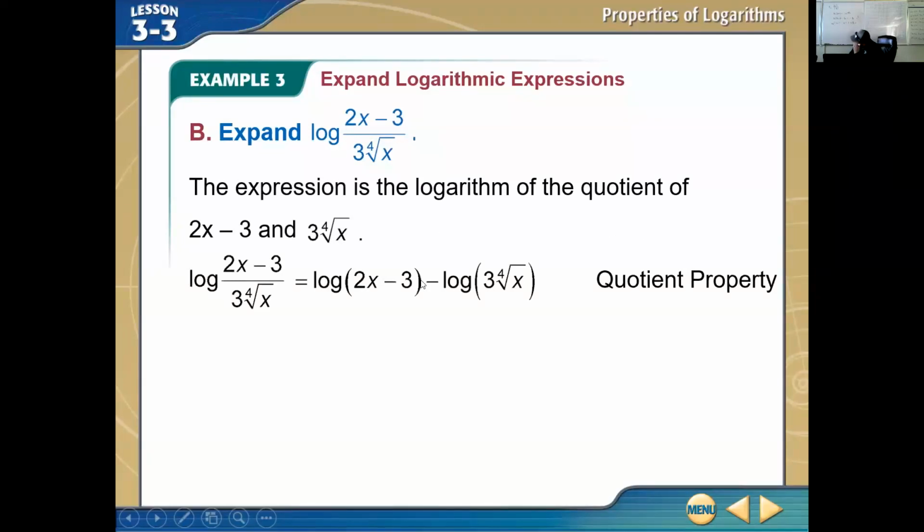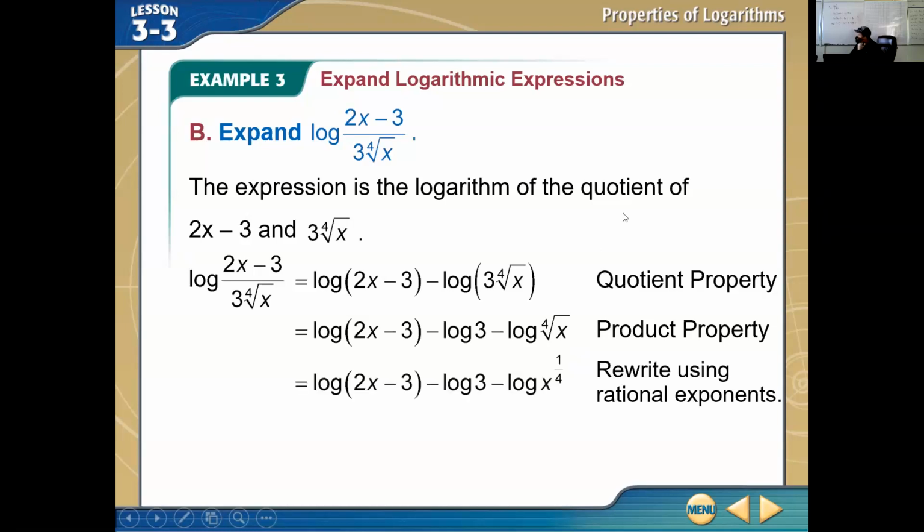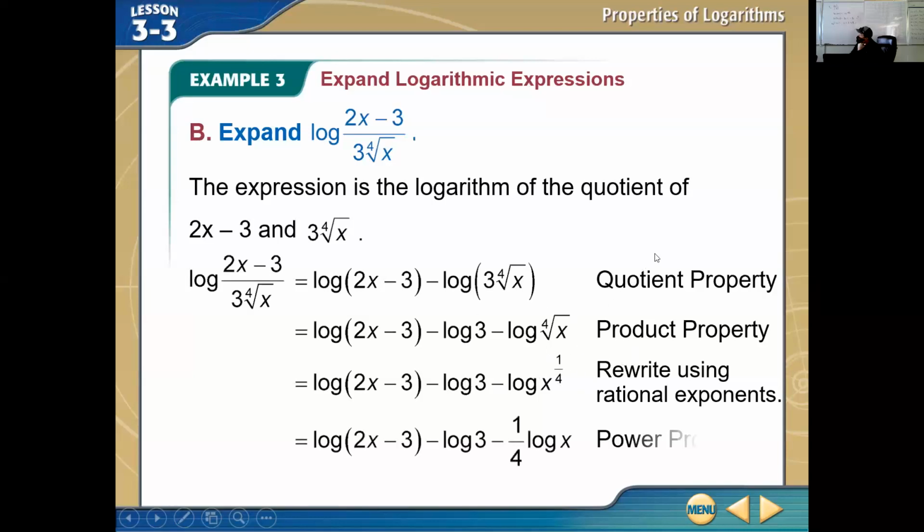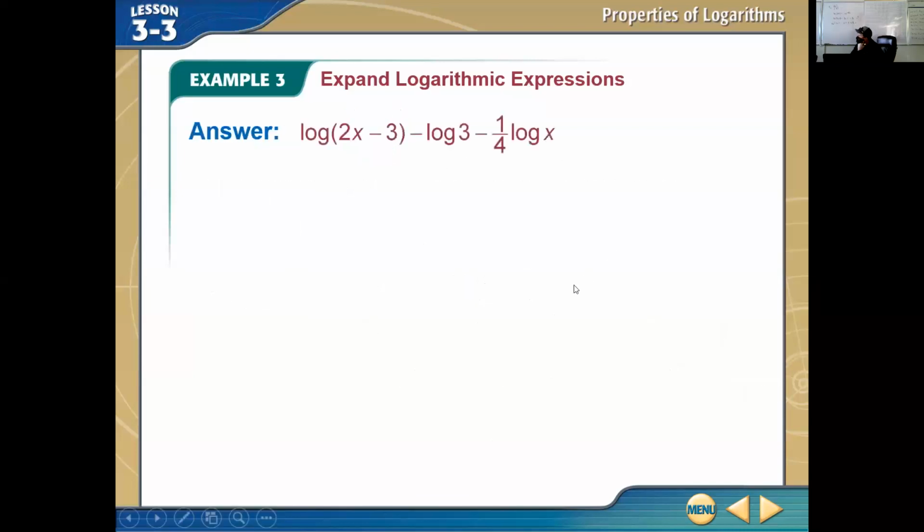Okay, so there's the quotient property. That's the first split. That's what gave me the subtraction. Now the product property separates those two. Okay, now they're going to use rational exponents because the fourth root of x is really x to the 1/4 power. Okay, and then they're going to bring that exponent out front using the power property. And that is our final answer.